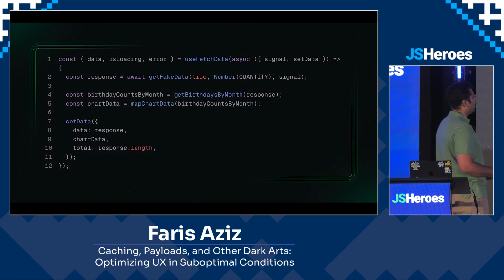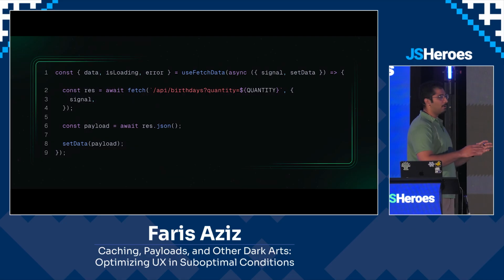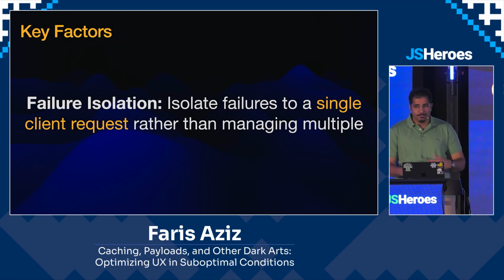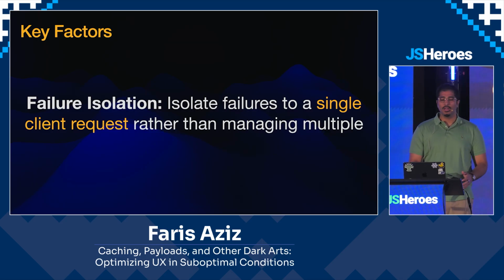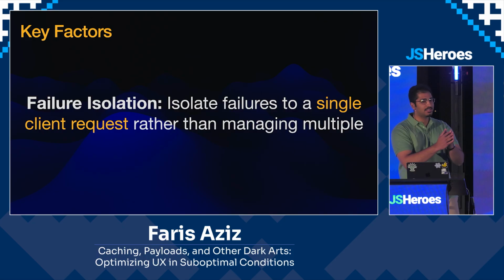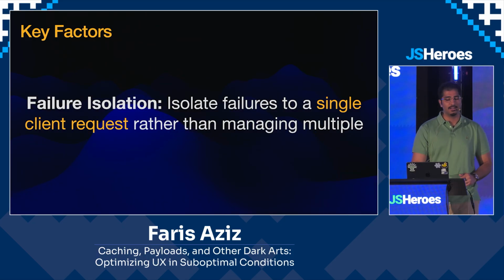If we adapt our hook, it's going to shift from this to just making the request to the proxy there, and you delegated all that effort to the proxy. And so we've made a couple of improvements here still. What we've done is failure isolation. We've isolated failure to a single client request rather than the client dealing with multiple of them. Let the server handle that.